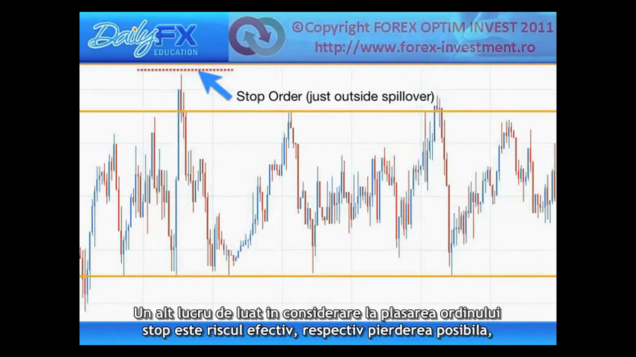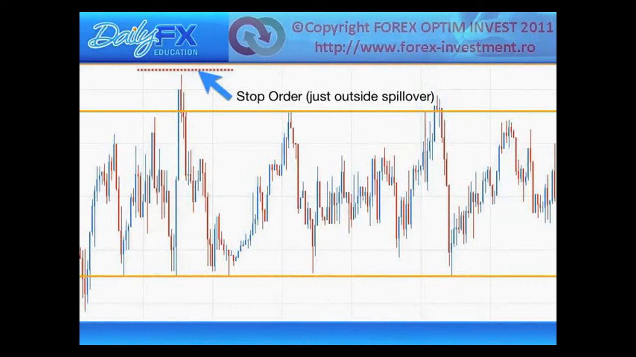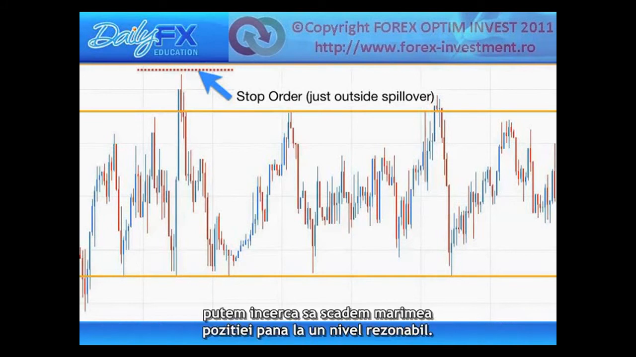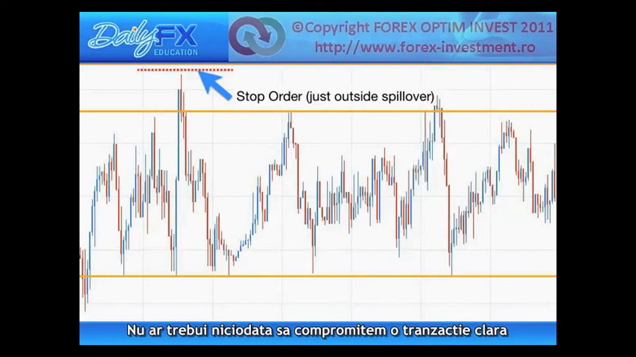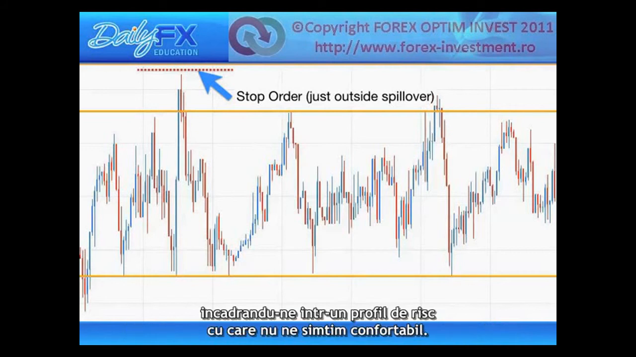And another consideration for placing stops is the actual risk or loss, or in this case dollar loss, on the trade. Most good traders prepare for and expect the worst. So after setting the stop through technical considerations, we need to also calculate the total risk we'll be taking with the position. If the loss would be too large to sustain, we can try to decrease our position size so that it is reasonable. If this isn't possible, it's best to just move on to the next trade. We should never compromise a sound trade by thrusting it into a risk profile that we're not comfortable with.